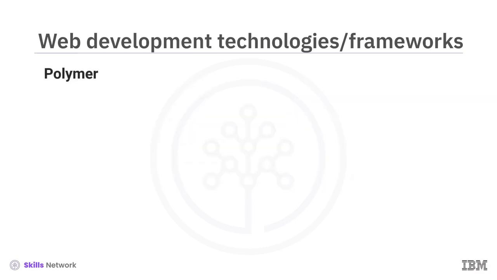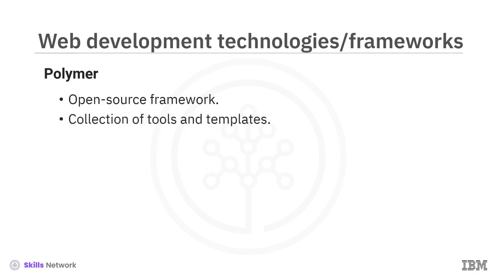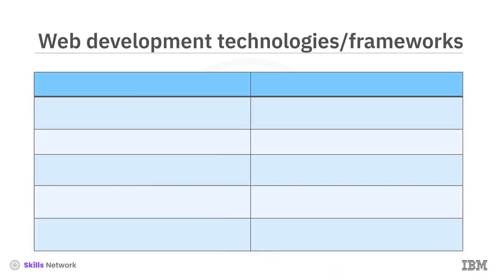The fifth framework is Polymer. It is an open-source framework that comes with a collection of tools and templates that make the process of creating PWAs quite simple. Let's look at the advantages of using Polymer.